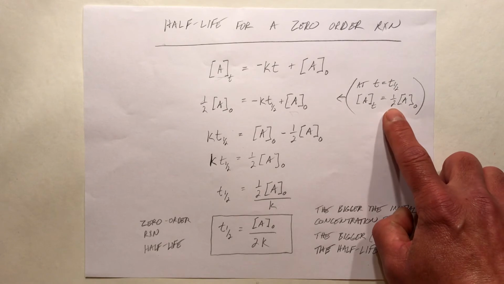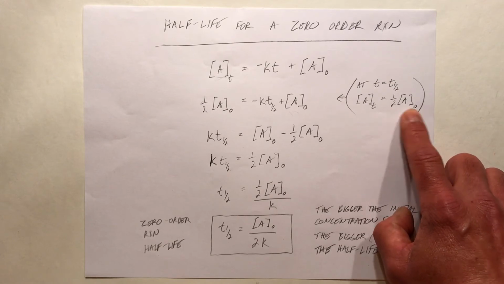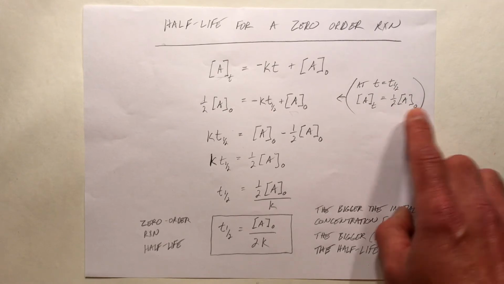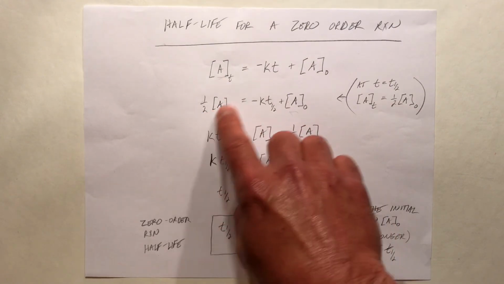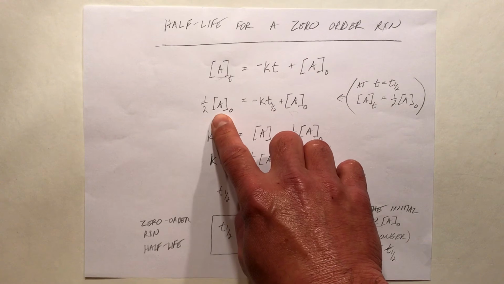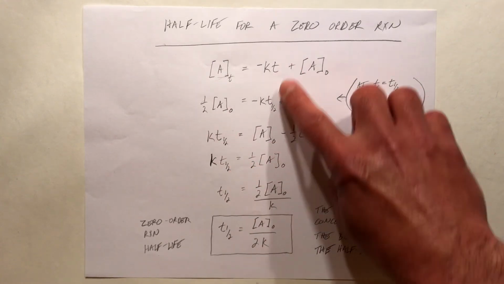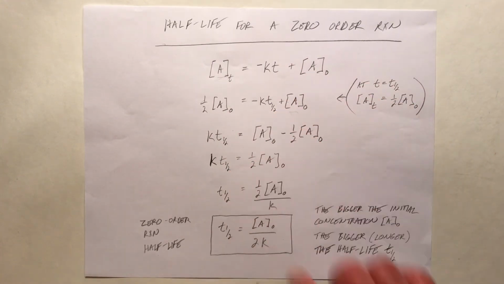we're going to substitute 1/2 of the initial concentration, 1/2 of A at time 0, in for A at time t. So we just substitute this in for this. And from here on out, we're going to say that the time is the half-life. It's T 1/2. Now we just need to rearrange and simplify.